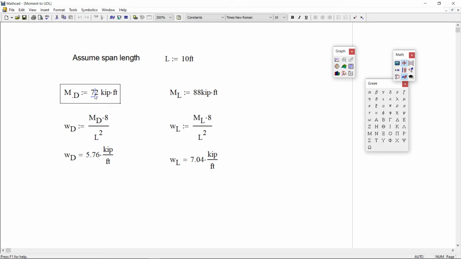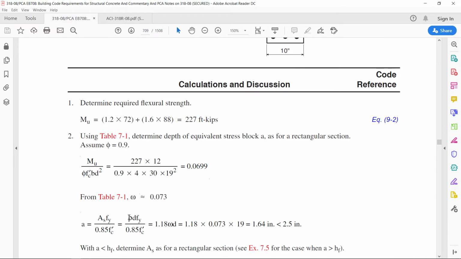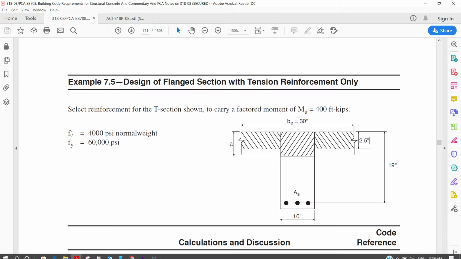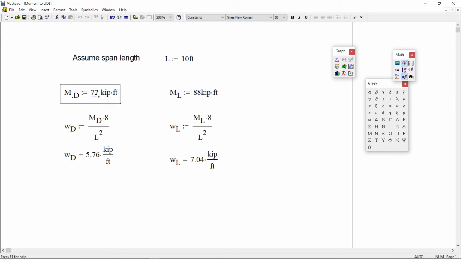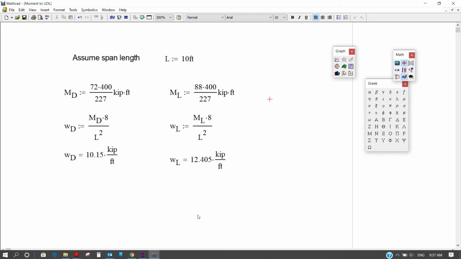So this dead load, same thing I should do over here. This should be multiplied by 400 and divided by 227. So that means now my dead load should be 10.15 and live load should be 12.405. Let me change over here.